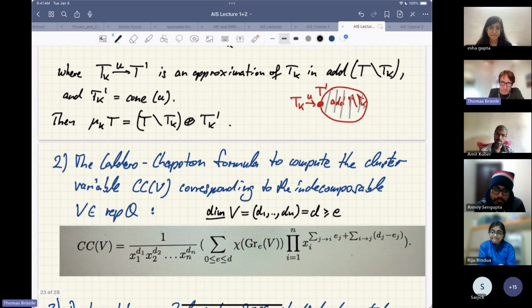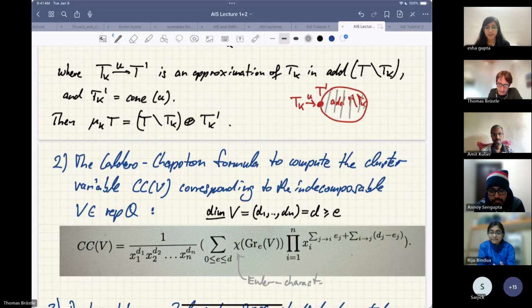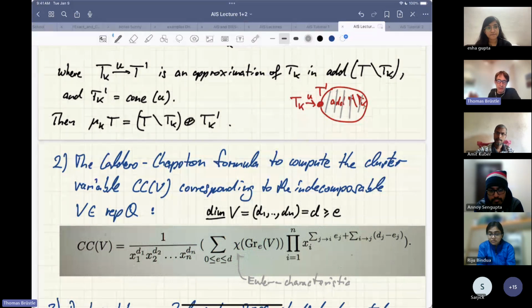So you see why I didn't go into the details of this formula, because it's kind of complicated. This is the Euler characteristic. If I have only one, or only finitely many, submodules of dimension E, then the Euler characteristic is 1. But in general, the variety of submodules might form an infinite set. It might form something like a P1, and then the Euler characteristic is something different from 1.